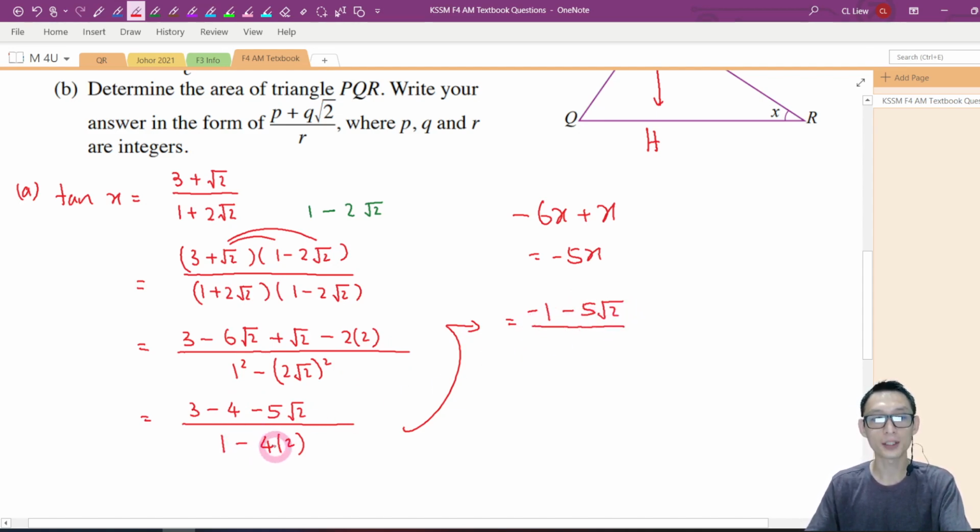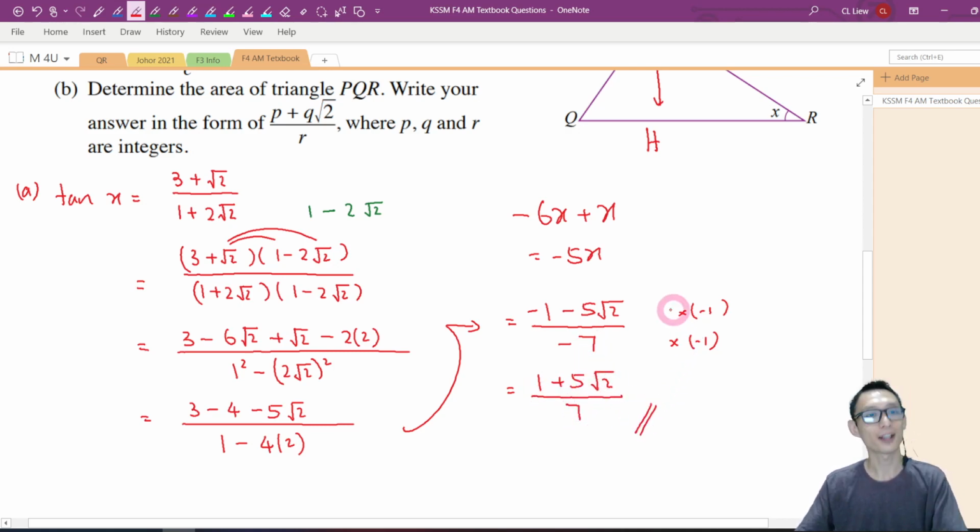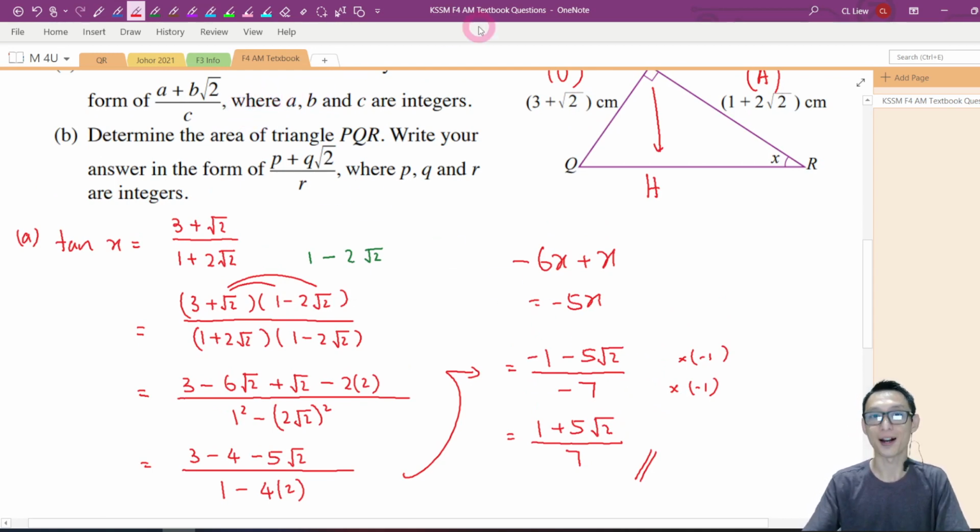So how about this one? 4 times 2, you will get 8. 1 minus 8, you will get negative 7. So I'm going to multiply the denominator and the numerator by negative 1. Okay, so here will become 1 plus 5 times square root of 2. And here will become 7. Okay, so this is the answer for part A.